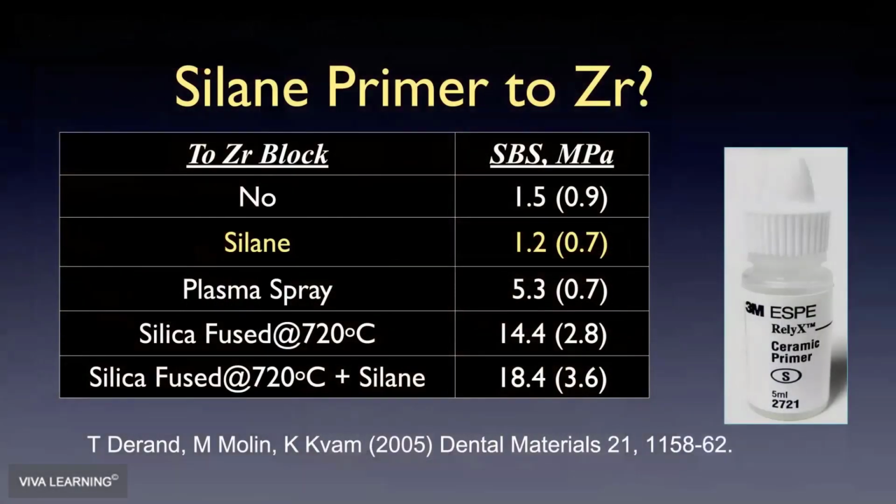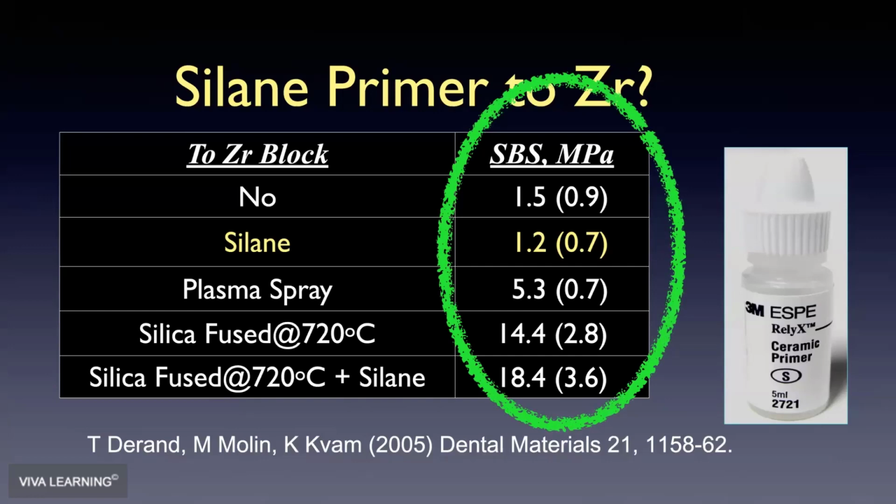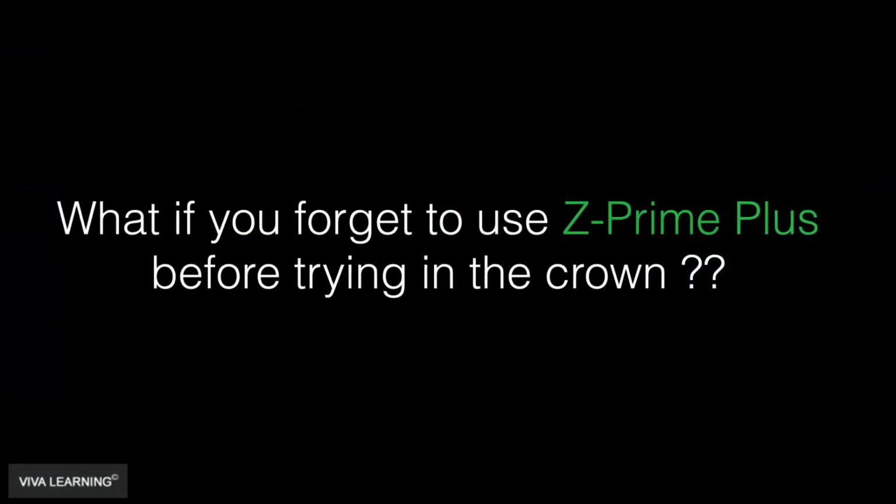Okay. So as we look here at the issue about silane primer to zirconia, I want you to see how low megapascal strength this is. That's why you don't want to be using a silane coupling agent to prime zirconia, because it has no silica. It needs to have something that is for zirconia, because it's a different polycrystalline structure, as I mentioned.